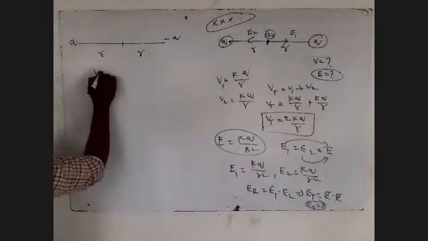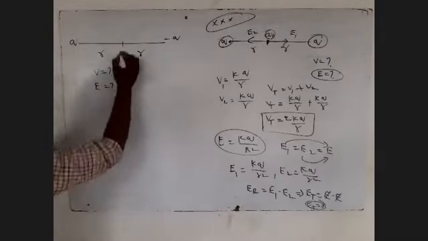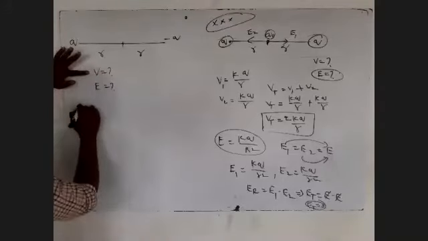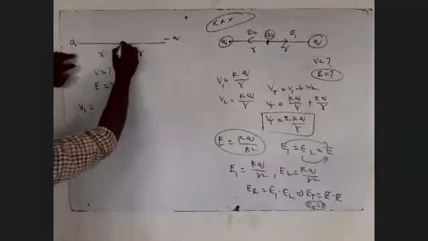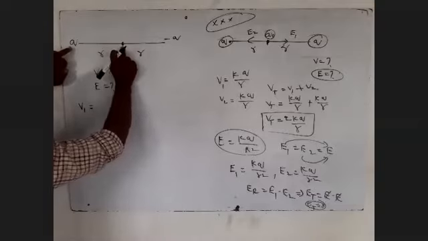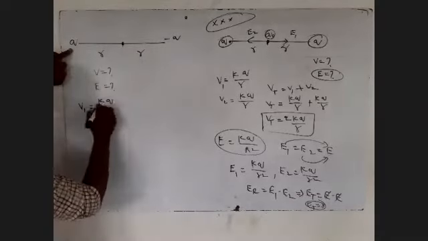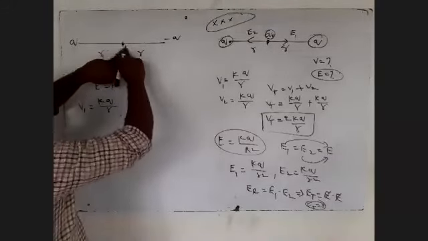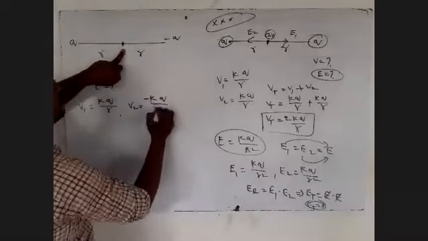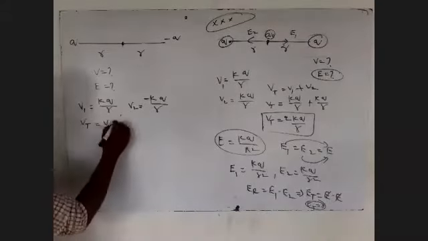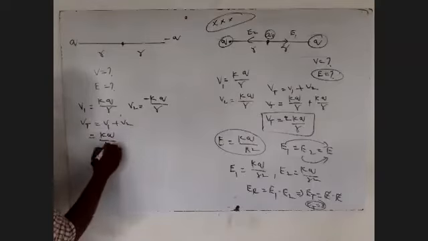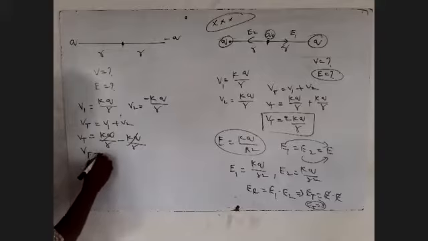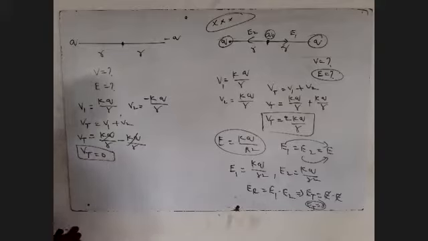So what is the electric potential, and what is the electric field at this point? Electric potential V is equal to V1 first. At this point, we have to calculate the electric potential due to the charges, that is KQ by R. Next, due to the other charge, that is minus KQ by R. So what is the V total? V1 plus V2, that is KQ by R minus KQ by R. They cancel each other, so V total at this point is 0.